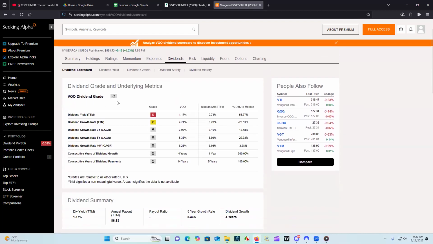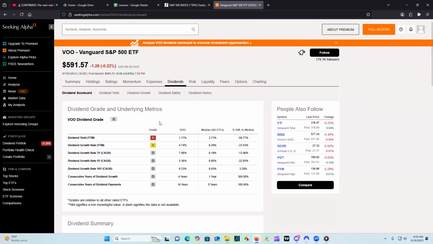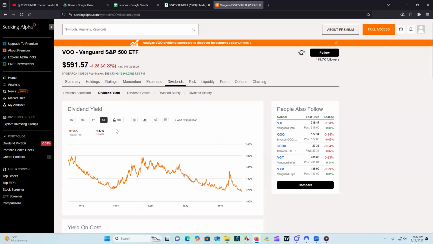And then ignore this. They have their own scoring system, and it's a paid option. So in the free account, they're not going to tell you what the score or grade is, but here, it'll tell you the dividend yield. It's only like 1.2% right now.